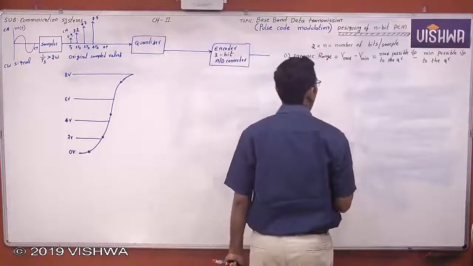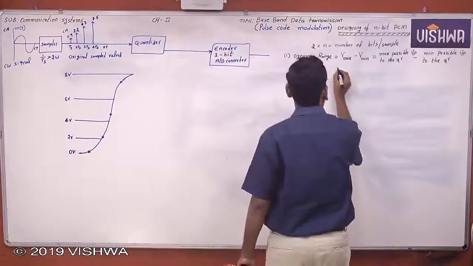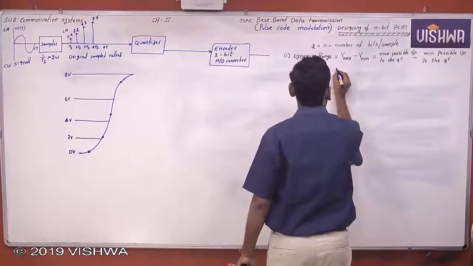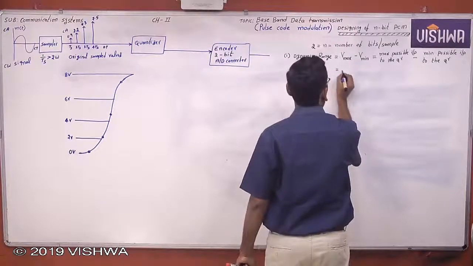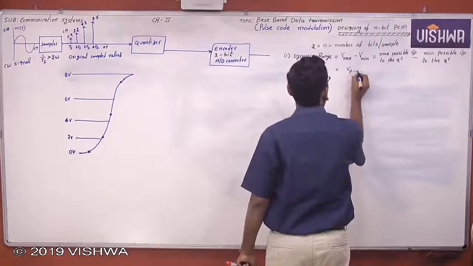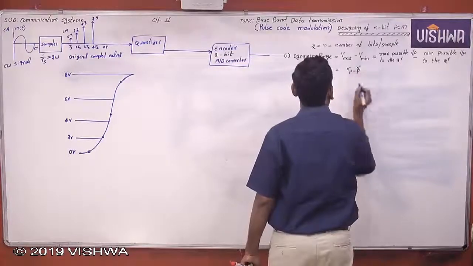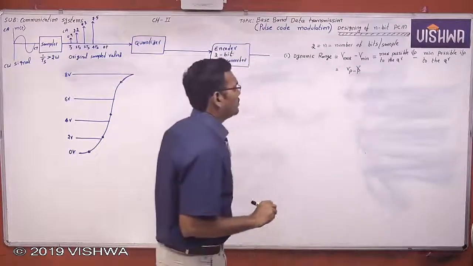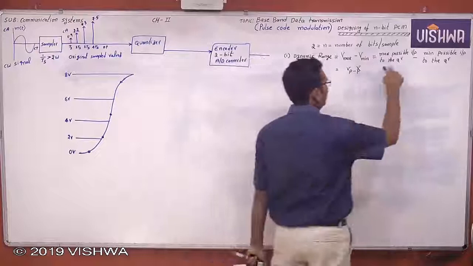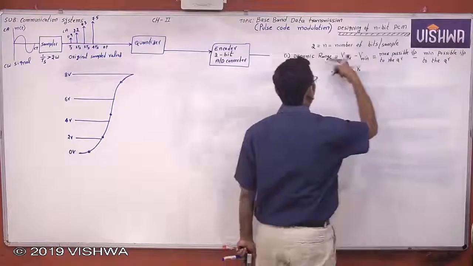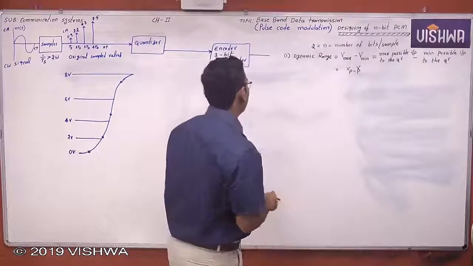Now this is called as the dynamic range, and this V maximum minus V minimum is also called as V peak to peak. This is the dynamic range. The maximum possible input to the quantizer minus the minimum possible input to the quantizer, or V peak to peak, is the dynamic range.